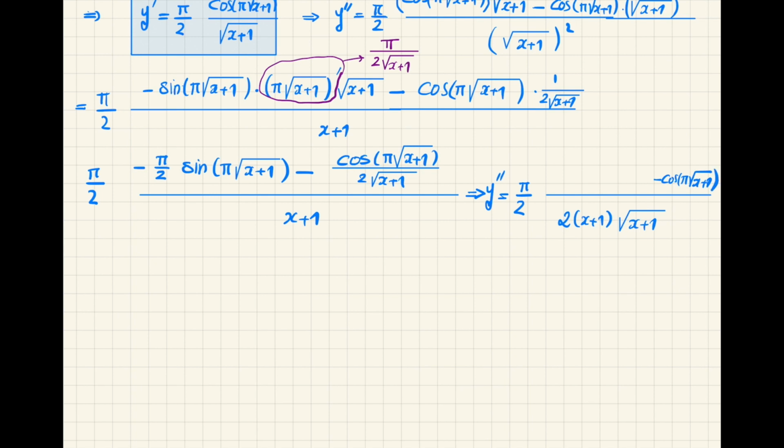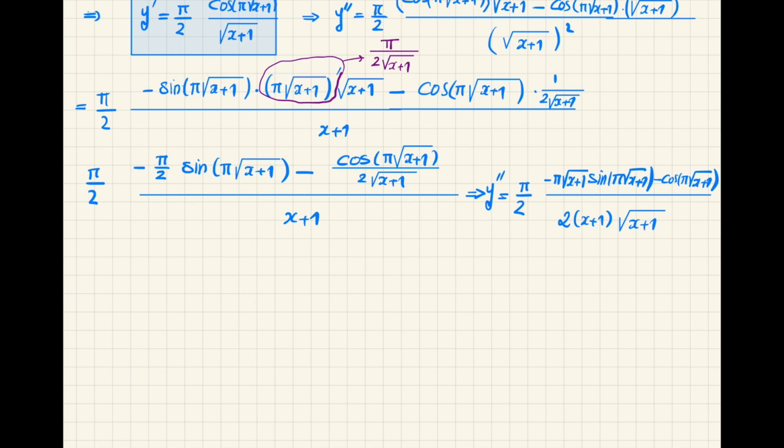And then this expression should be multiplied by that. And then this 2 and that 2 are cancelled when I multiply. So I am left with minus pi square root of x plus 1. And then I have sine of pi square root of x plus 1. Yes? Okay.